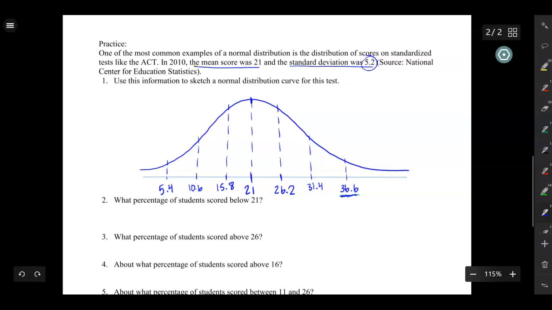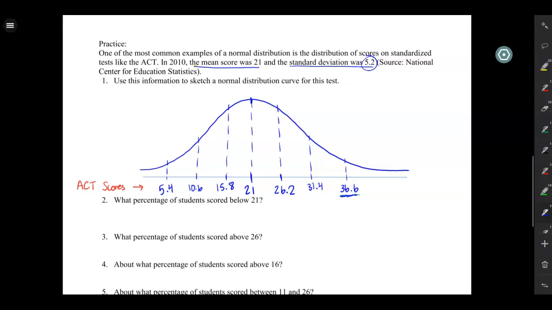Okay, so let's just remember really fast what all these numbers represent. These numbers along the bottom are ACT scores. And then the height of my graph at each of these scores represents how likely it is to score that. So at 21, that's where my graph is the highest. That's the most likely score to get on your ACT. And then the further away you get from 21, the less likely it's going to be that you get that score.